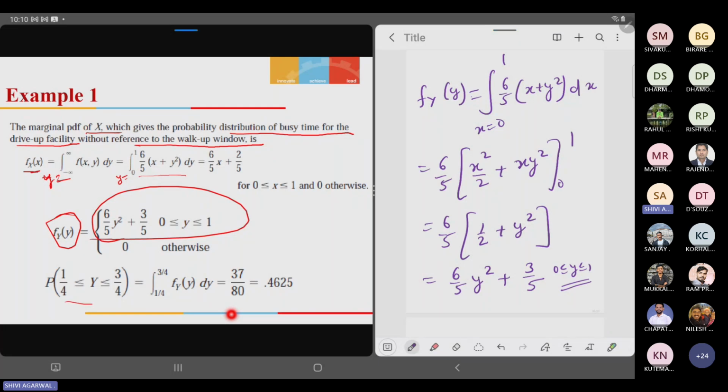Now, if we are calculating the probability when y is between 1/4 and 3/4, what density function are we using? This question is related to the previous question only. First we are finding different probabilities, and second we are finding the marginal density function.